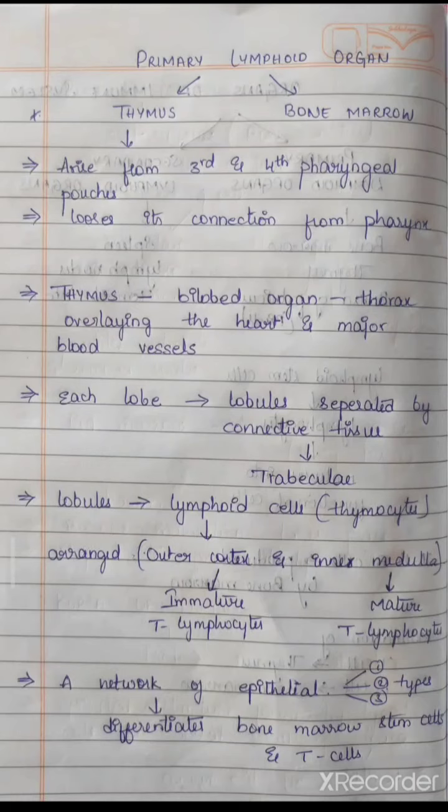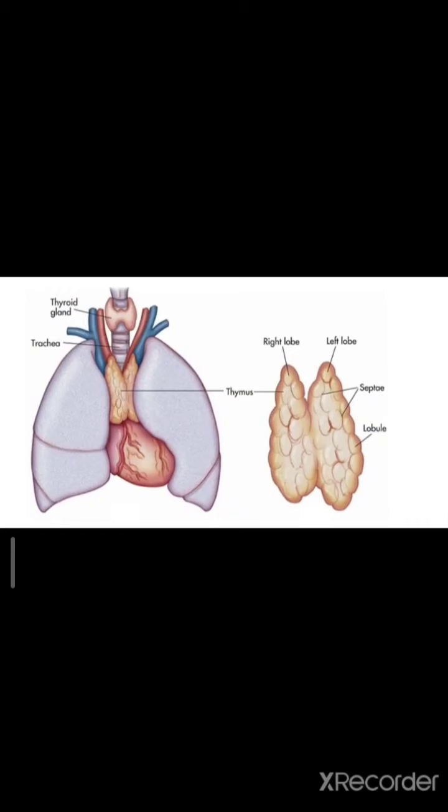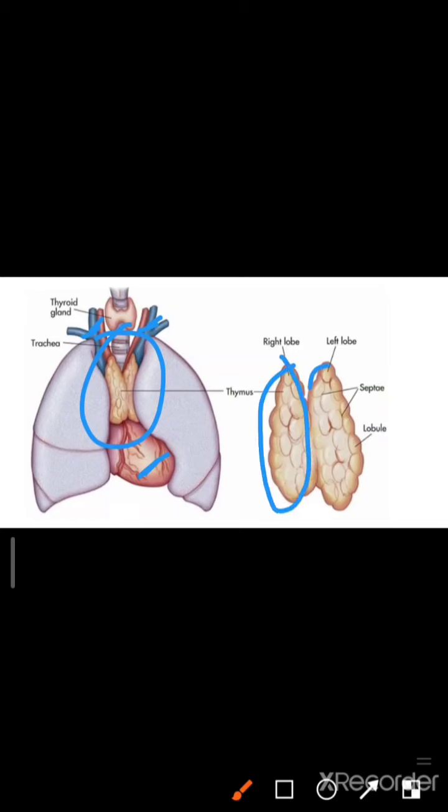First, the thymus. Thymus is a bilobed organ. It has two lobes. It is present in the thorax, overlaying the heart and major blood vessels. Here you can see the thymus is a structure overlaying the heart and major blood vessels. Yes, it is a bilobed organ, so it consists of two lobes.